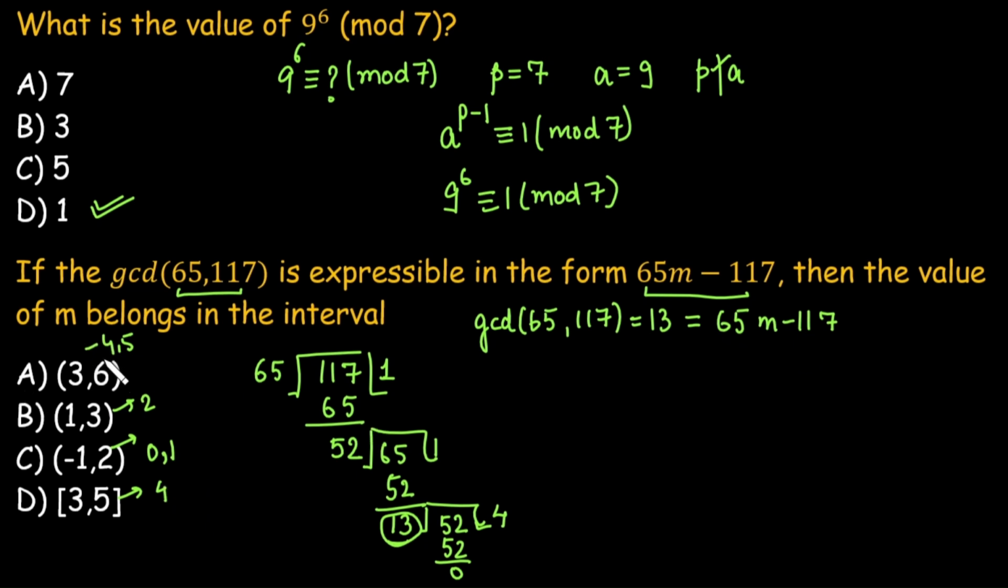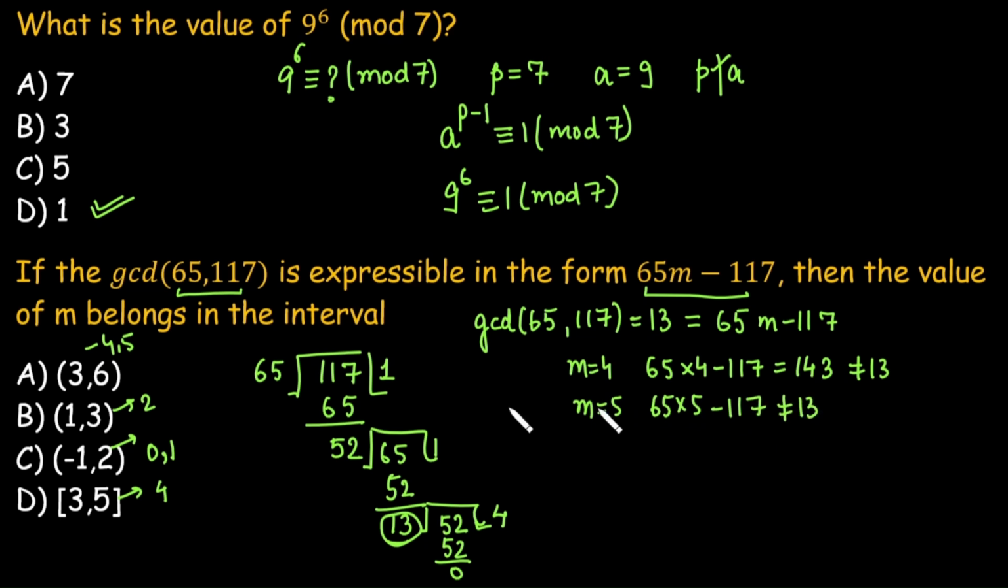Let's check it for the case of 4. When m is equal to 4, what we have? 65 into 4 minus 117. That is equal to 143. This is not equal to 13. For m is equal to 5, that is 65 into 5 minus 117. Clearly this is not equal to 13. So we can discard option A.